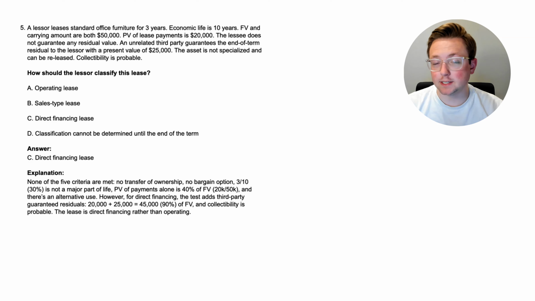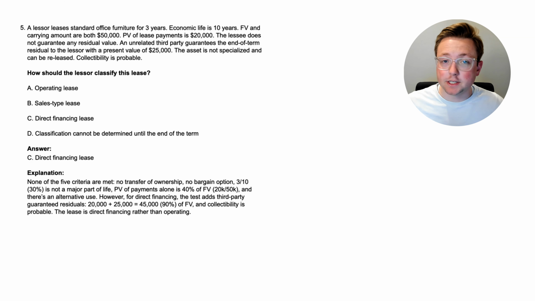But now there's 2 criteria for direct financing. For direct financing, you look at the third-party guaranteed residuals, or really just the residual value. If there is a residual value, you add that to the present value of the lease payments, so $20,000 plus $25,000, and that gives you $45,000, which is 90% of the fair value, which is $50,000. So in this case, because there was that residual value that was able to be added to the present value of the lease payments, that brought it up to being substantially all of the fair value, and the collectibility is probable. So it's a direct financing lease.